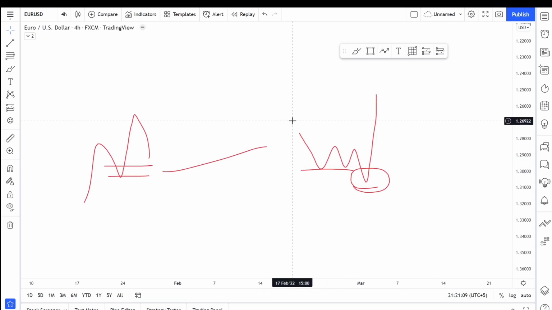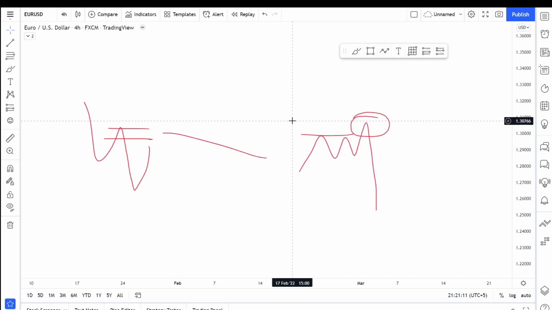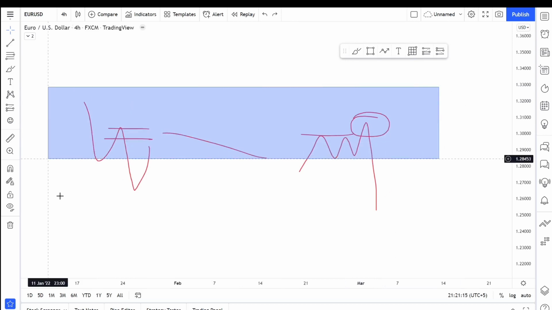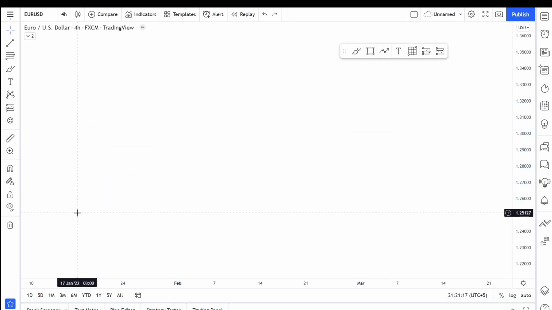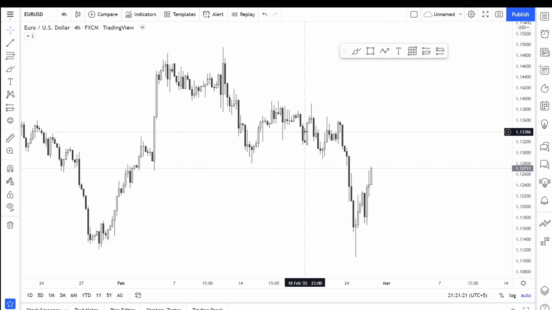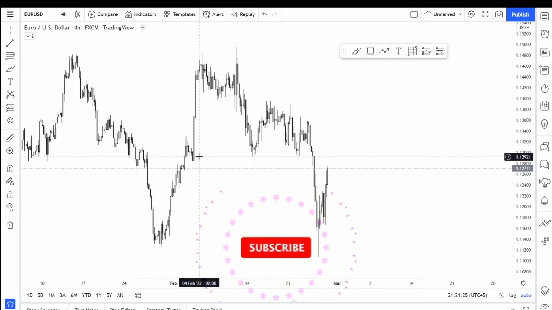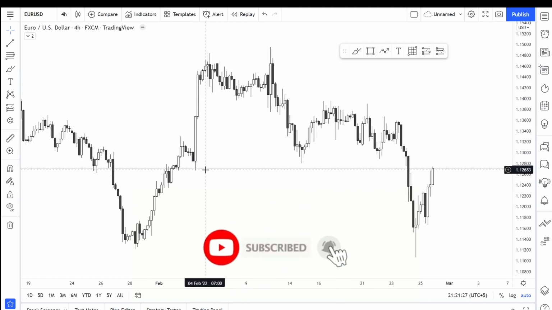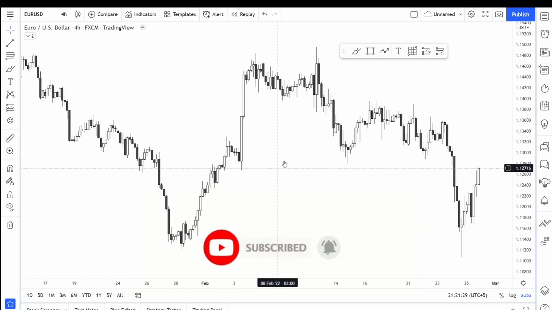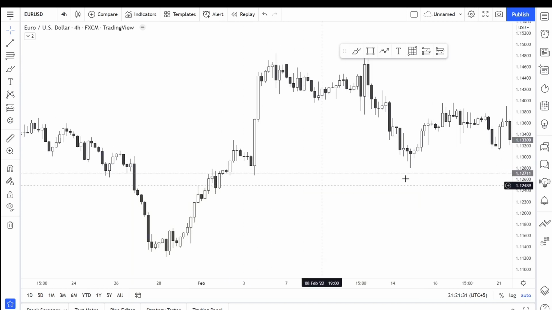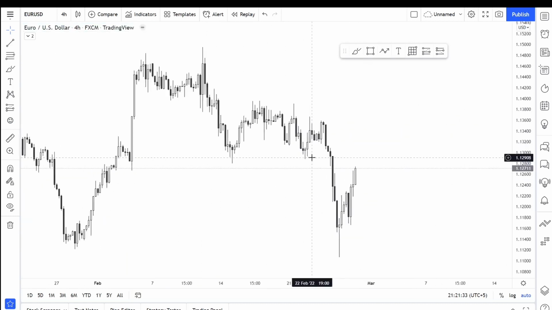So guys, go and test it out, go and observe your charts. You will see a lot of improvement in your trading. Not all the order blocks show this, but once you start noticing it, you will get really improved. For example, over here, let's make some examples.